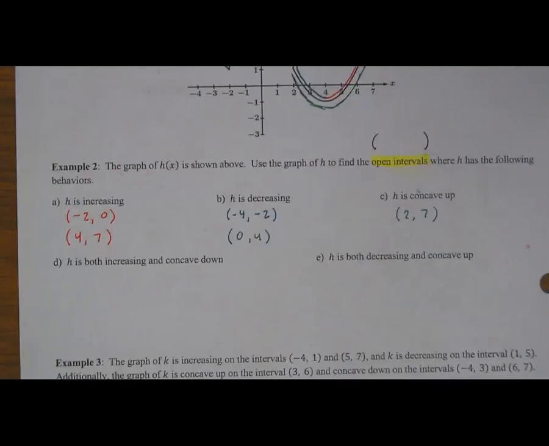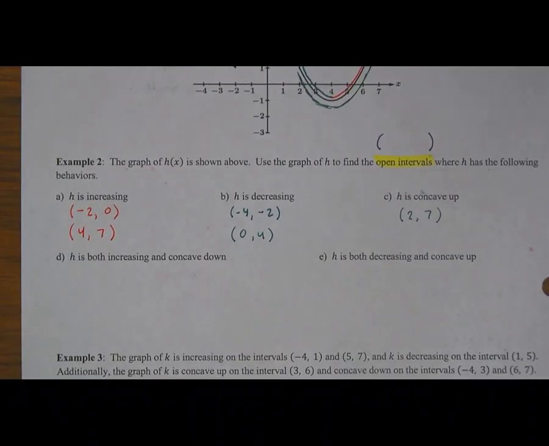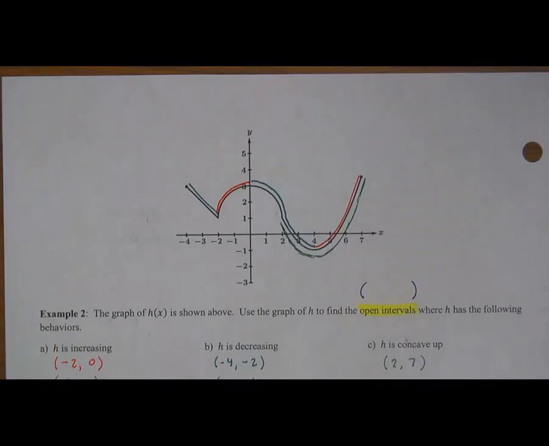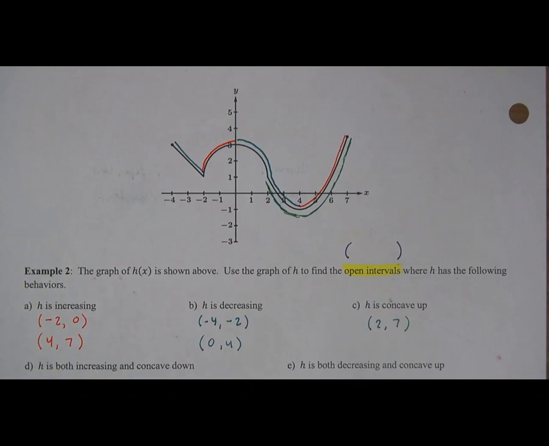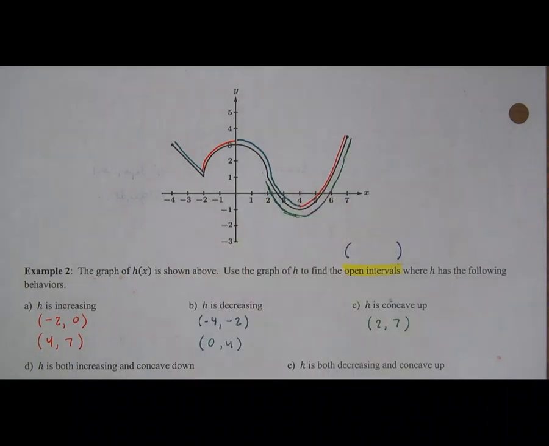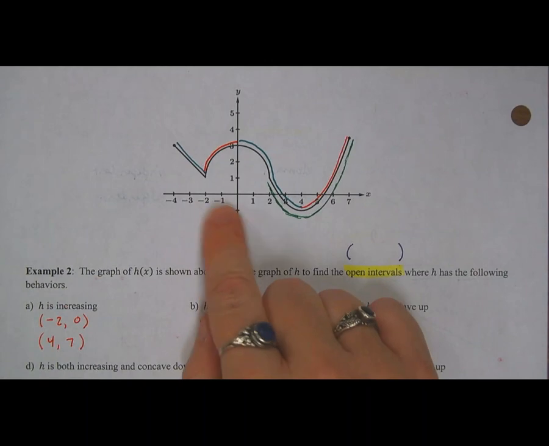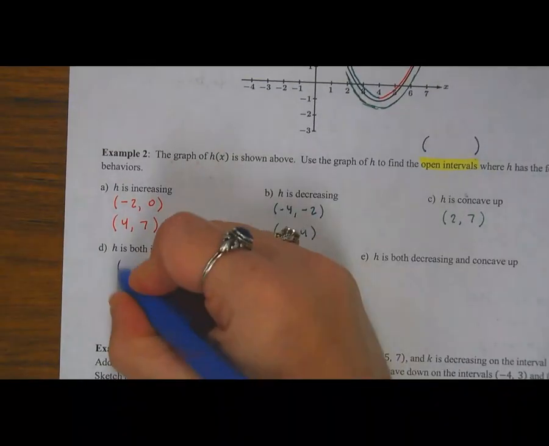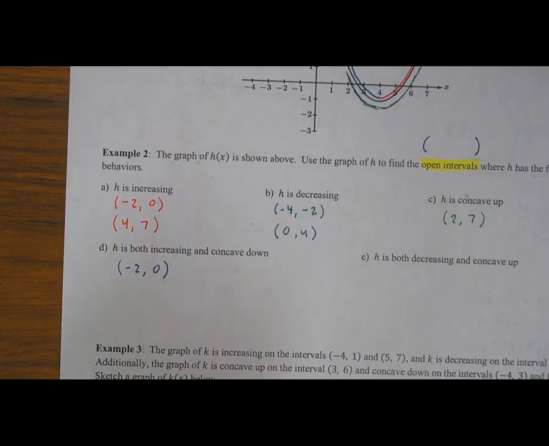Okay, let's put two together. Increasing and concave down. So you can kind of start to see how we would mesh these two ideas together. Increasing, so it's got to be one of my red zones. And which red zone is concave down? Which interval? -2 to 0. Right here, I'm increasing and concave down from -2 to 0.